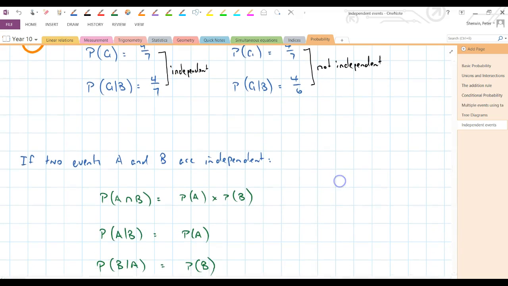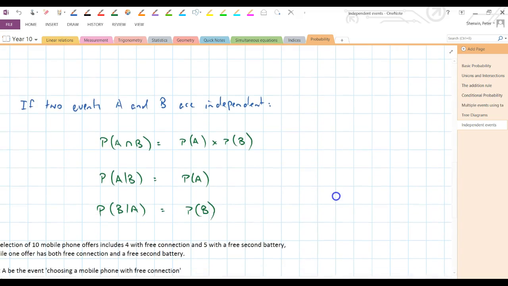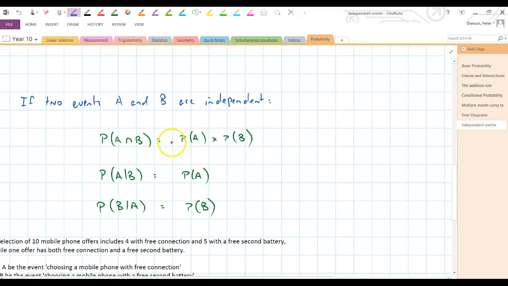Okay, moving on. If two events A and B are independent, this is just summarizing the notes from what we've just discussed. The probability of A intersection B, or A and B, will be equal to the product of those probabilities, because there's no intersecting region to worry about. Probability of A times the probability of B. If they're independent, this will be the case. And the probability of A given B will just be the probability of A if they're independent.